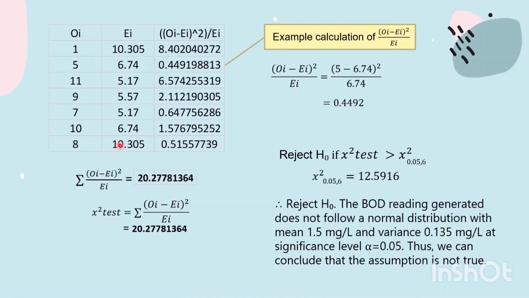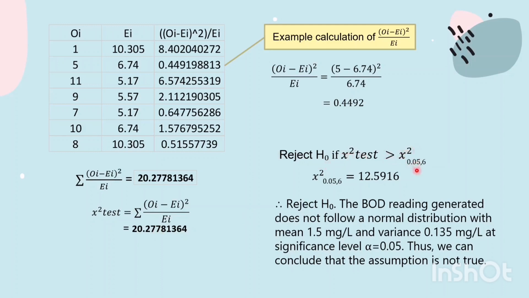After combining the rows, we can proceed to calculate OI minus EI squared over EI by substituting OI and EI into this formula. And here's the example. Then we can calculate the value of the chi-square test, which is equal to the sum of OI minus EI squared over EI, equal to 20.2778.